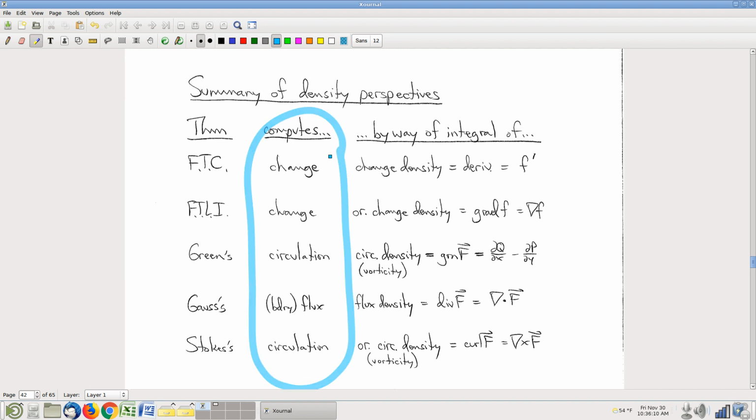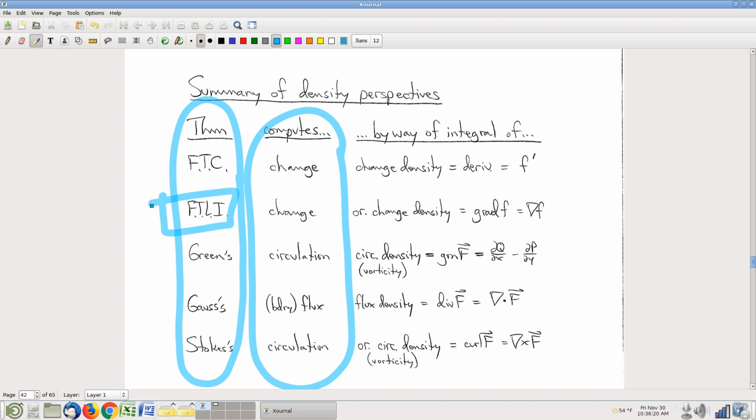Here are the various accumulating quantities. And correspondingly, each of these 5 or 6, depending on how you count, theorems. The fundamental theorem of line integrals arguably counts twice because there's a version in R2 and there's a version in R3. So we're computing change sometimes. Other circumstances, we're computing circulation, such as in Green's theorem or Stokes' theorem, and sometimes we're computing boundary flux. But all of these are accumulating quantities.